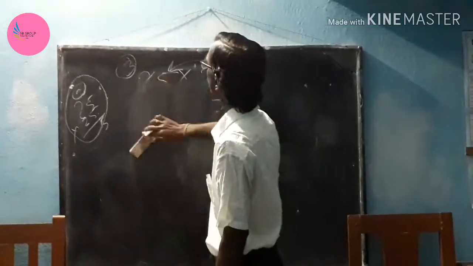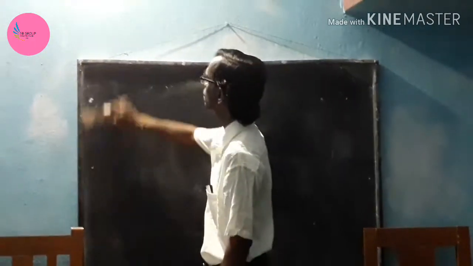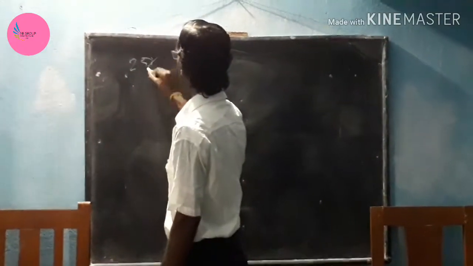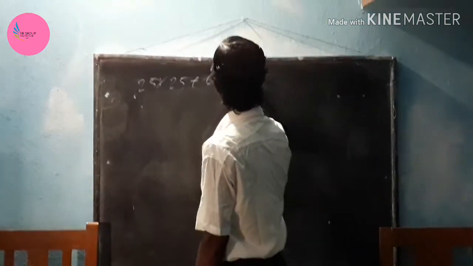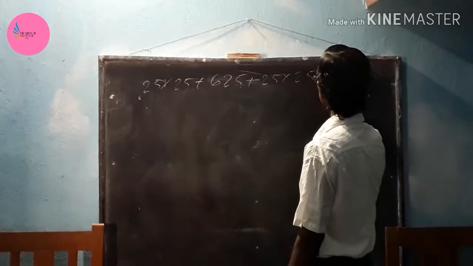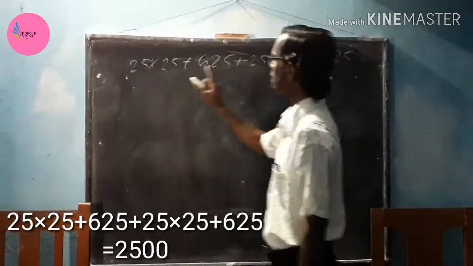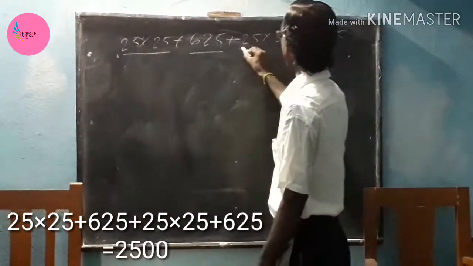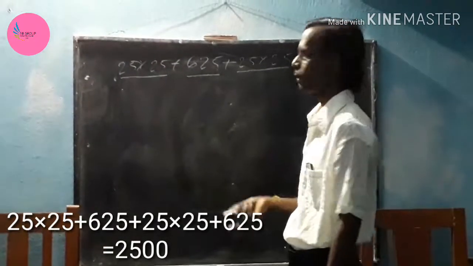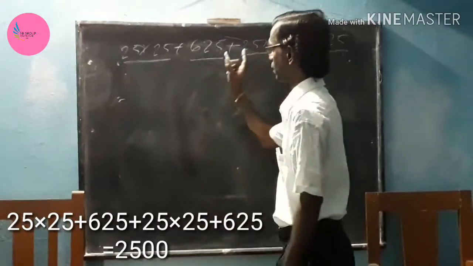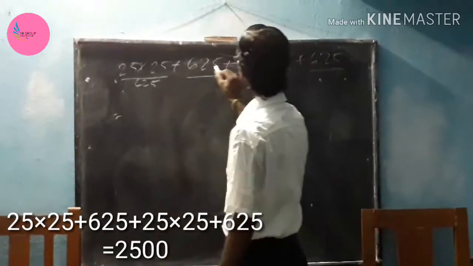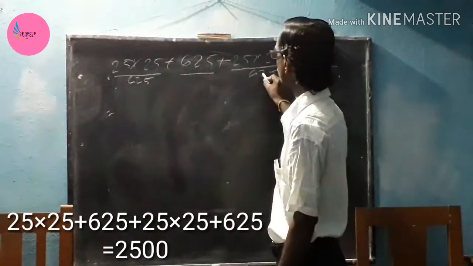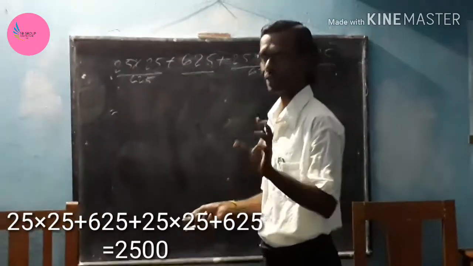Suppose we get 6, 4, 10, so millions, you can tell me the answer very fast. Let's see. Suppose we get 25 multiplied by 25, again addition of 625, again 25 multiplied by 25, again addition of 625. Earlier I told you that 25 multiplied by 25 is 625. Here is the 625, here also one 625, and here also one 625, and here also one 625. So just count how many 625s there are: 1, 2, 3, 4. So 4 625s are there. Let me assume that one is understood very well.